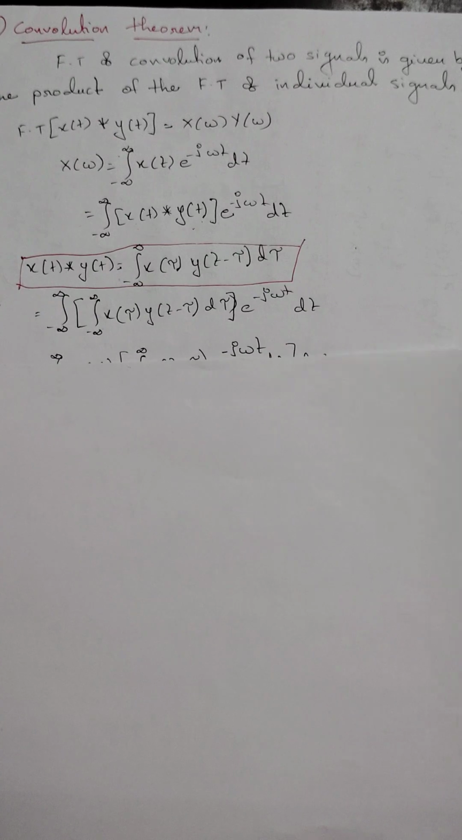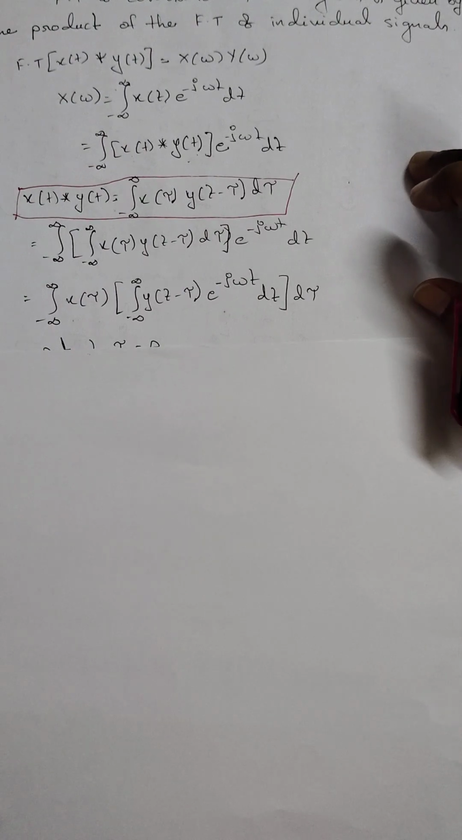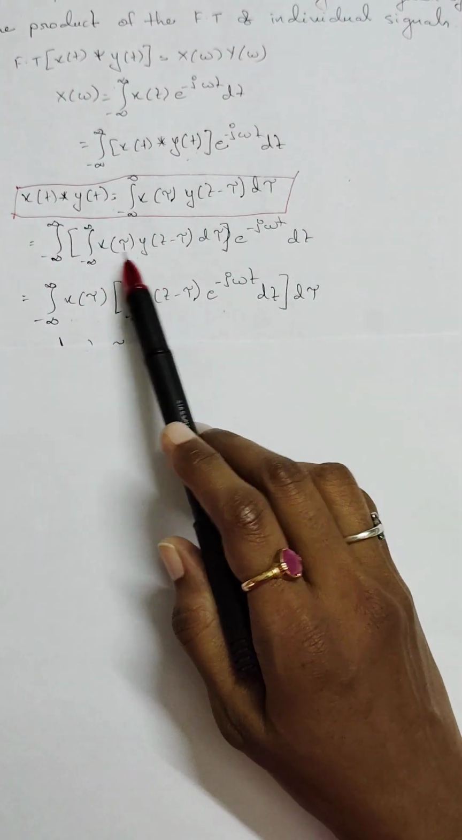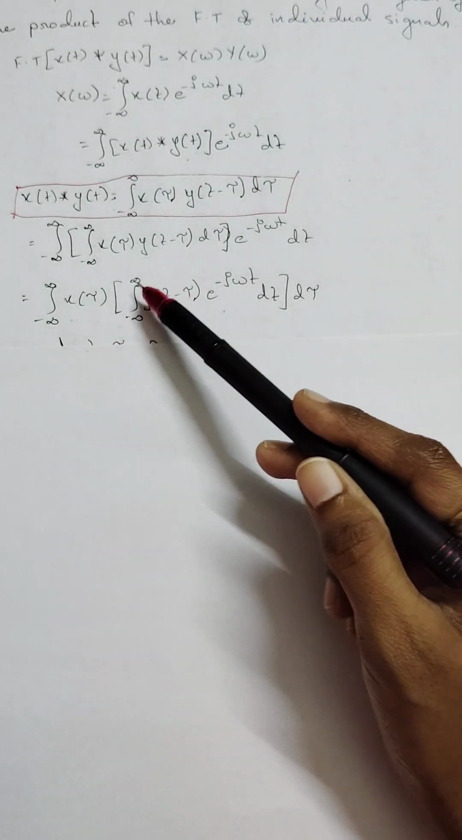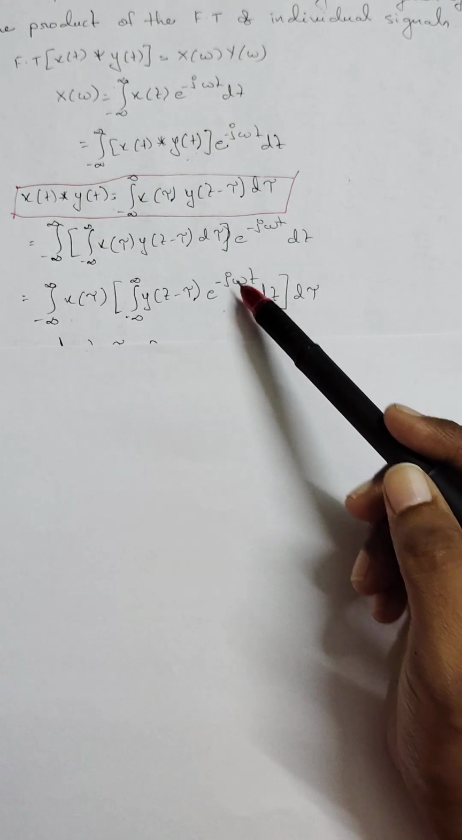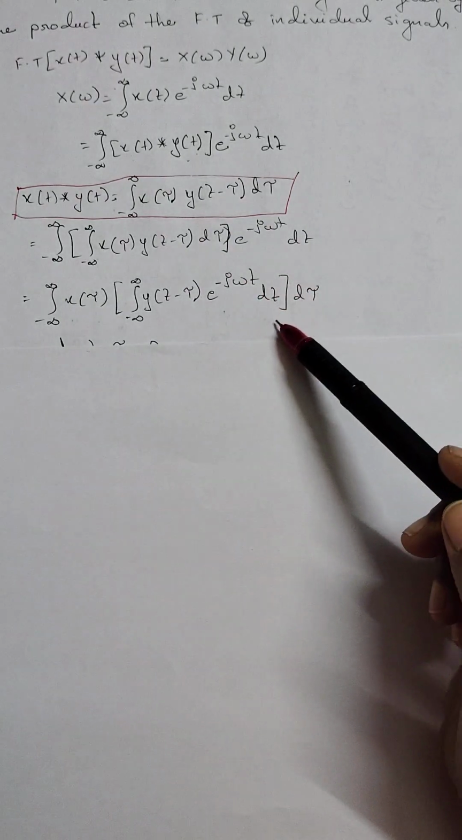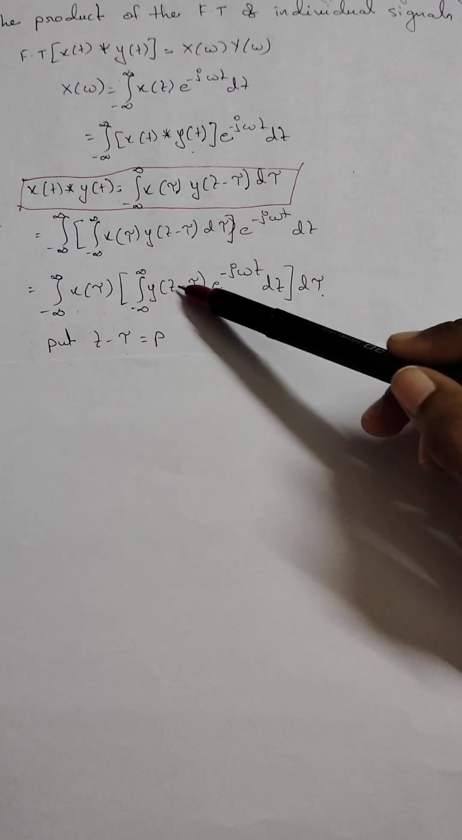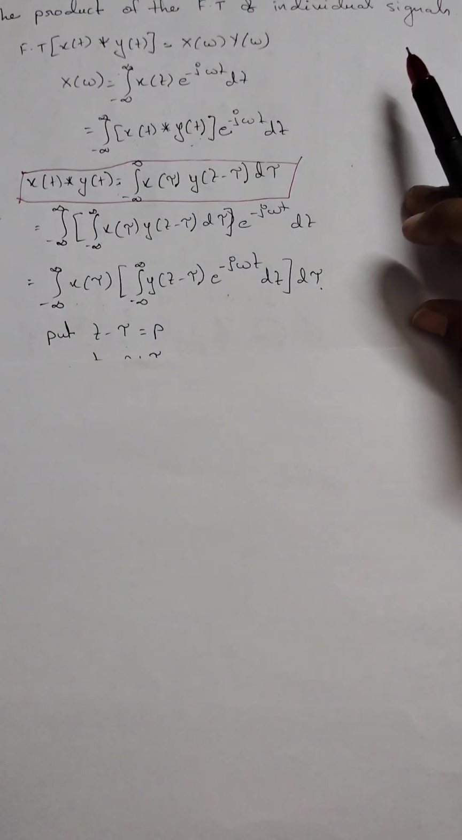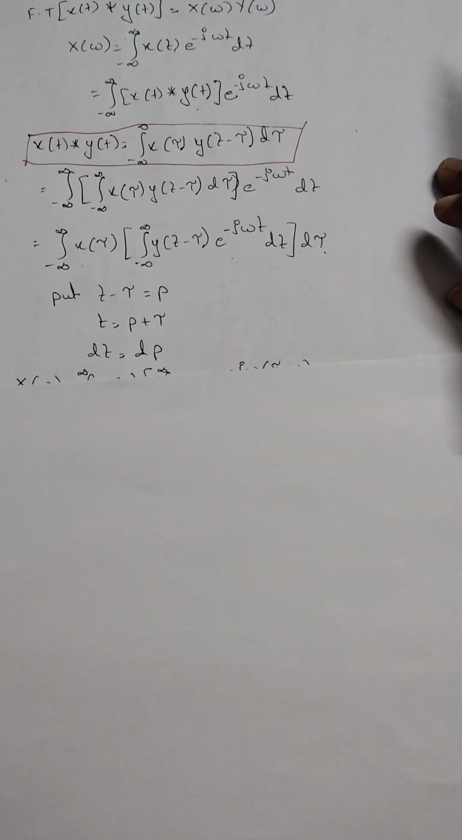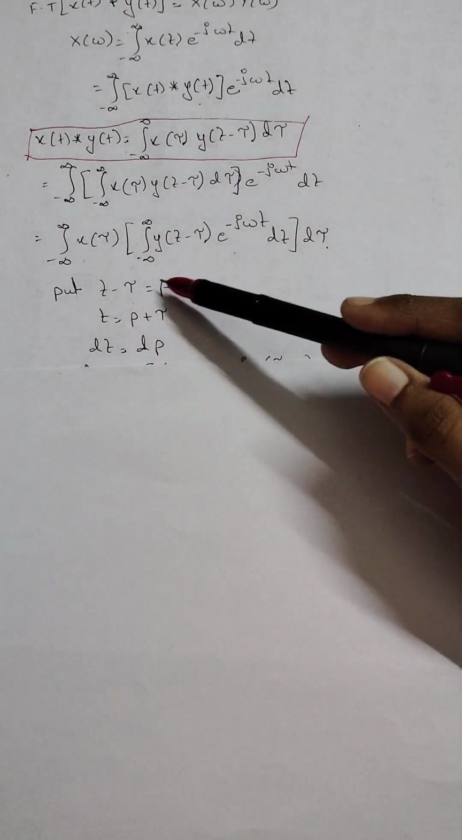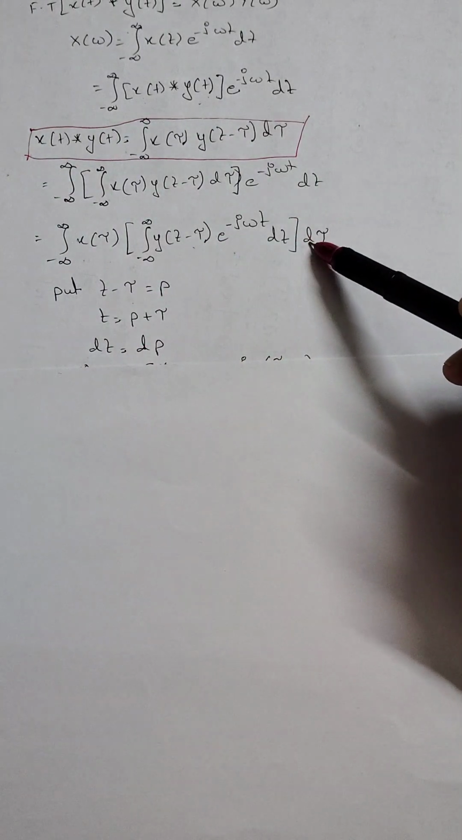Now rearrange the terms. Keep x of tau outside, that is integration of x of tau into integration from minus infinity to infinity of y of t minus tau e power minus j omega t dt, into d tau. Now let us assume t minus tau is equal to p. Then what is the t value? t is equal to p plus tau. Now what is dt? dt is equal to dp. All these values you have to substitute in this equation.